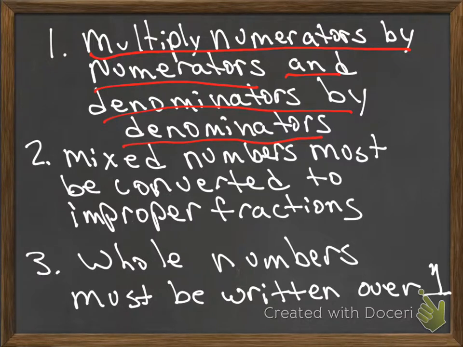So number 2, mixed numbers must be converted to improper fractions. Remember, a mixed number is a whole number with a fraction, and an improper fraction is a fraction that has a larger numerator than a denominator. And whole numbers must be written over 1. So say we have the number 4. As a fraction, we need to write it over 1. So we would have 4 over 1.